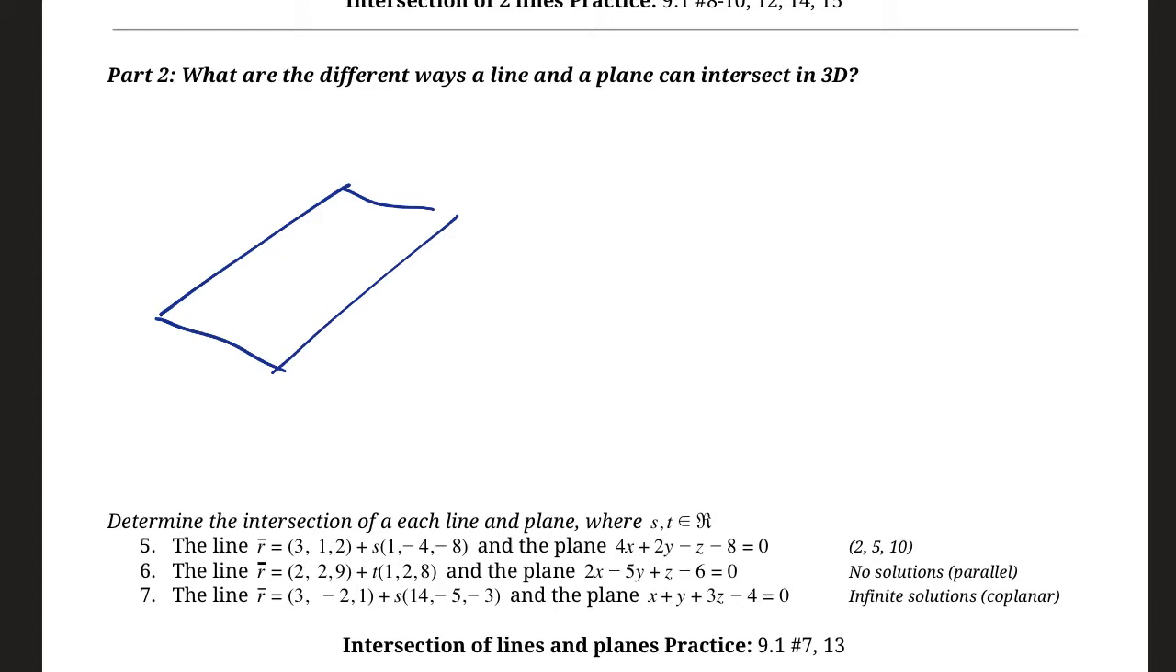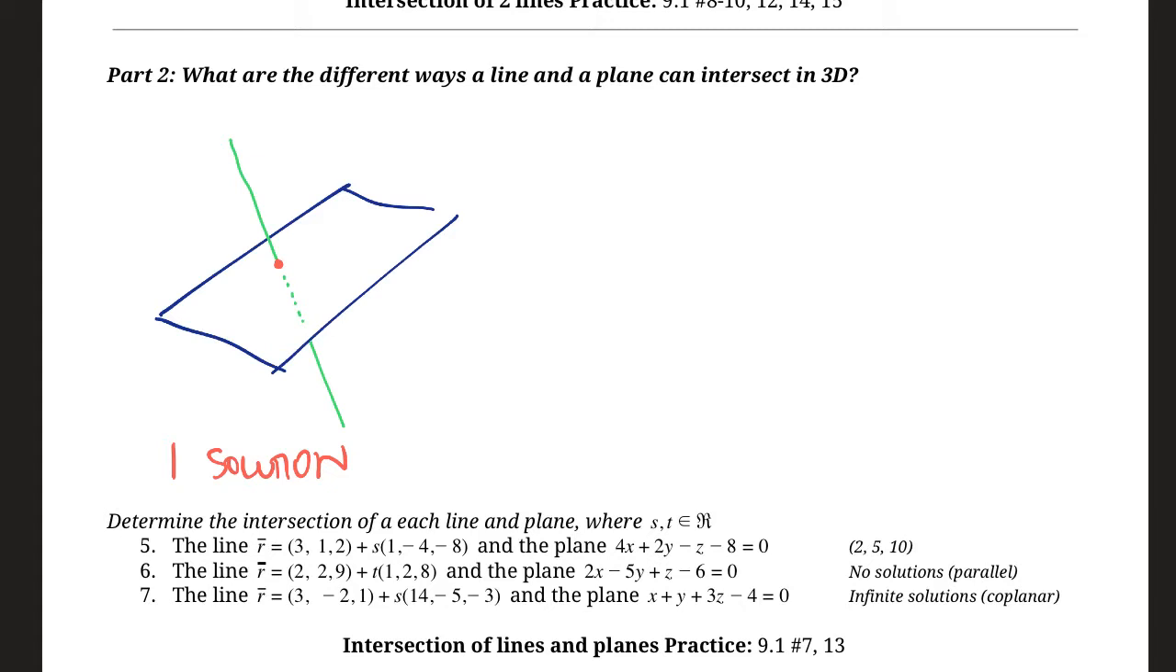Well, the most obvious way should be that the line can go directly through the plane. Right? So if the line touches the plane here, and then I'll do it as a dotted line to show that it's going behind. So the line can go right through the plane, in which case we have a point of intersection between the line and the plane. And yeah, that's the answer here. So this has one solution, one point of intersection, which is that point.